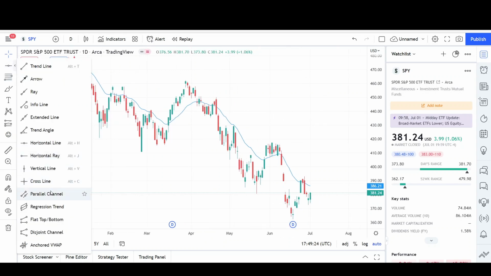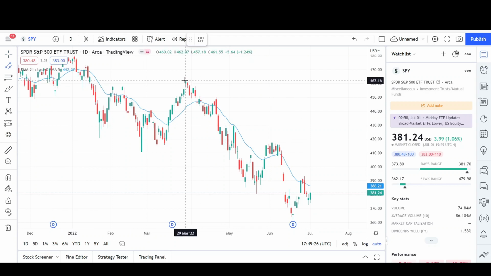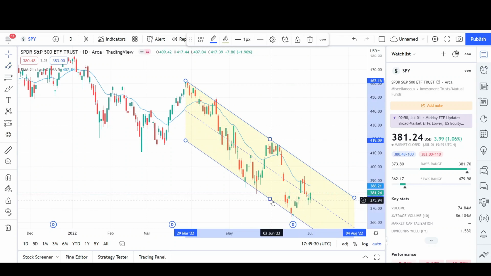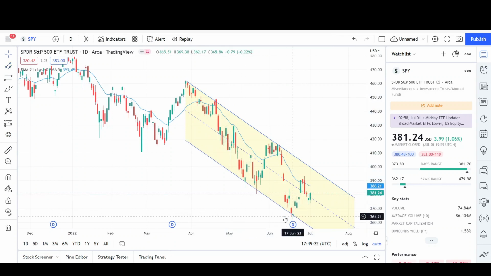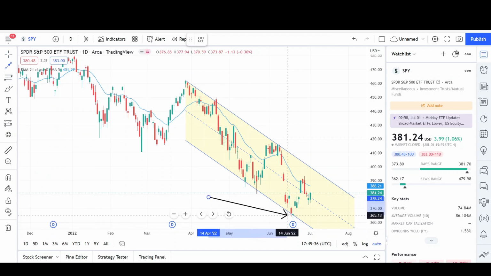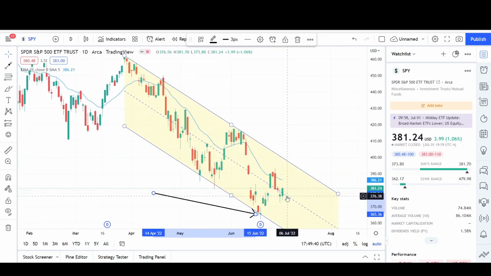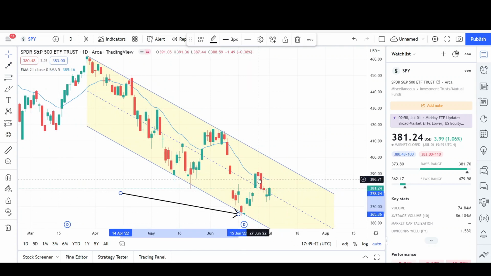So let's go and put some drawing tools on here. The first one's going to be the channel. I'm going to connect the swings, drag it down, and you can see that price action bounced right there on June 17th, which is not random. It bounced from the bottom side of the channel, just like we did in the past. So this makes sense. So we did travel up, but we got rejected from the EMA and we sold off.